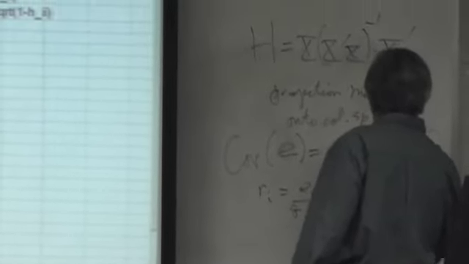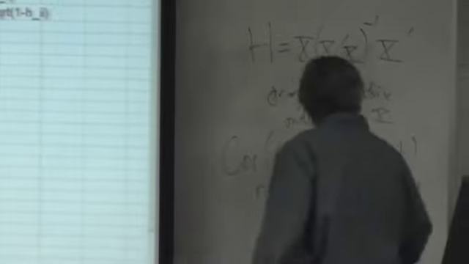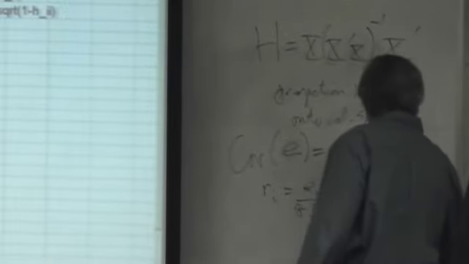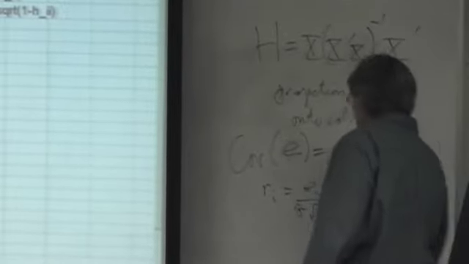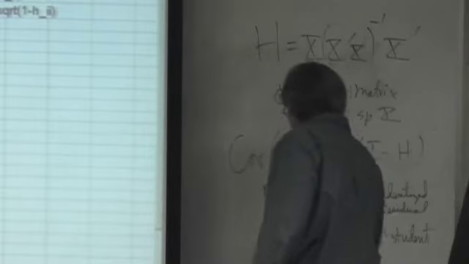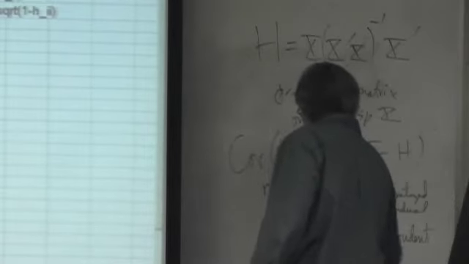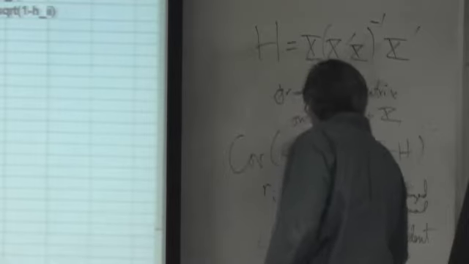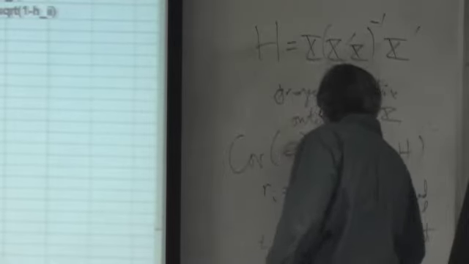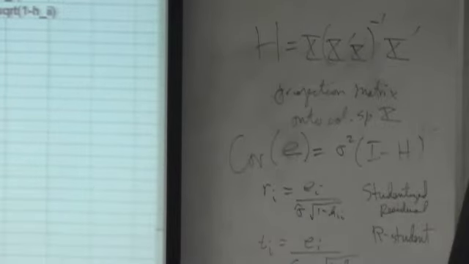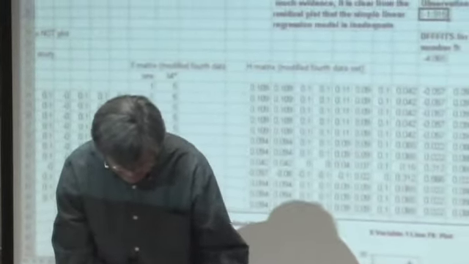The difference is now with the R student, it's more calculation intensive. But R student is defined by TI equals EI divided not by sigma hat but by S sub I, square root of 1 minus HII. You replace the sigma hat by the estimate of the standard deviation when the ith element is deleted from the analysis.